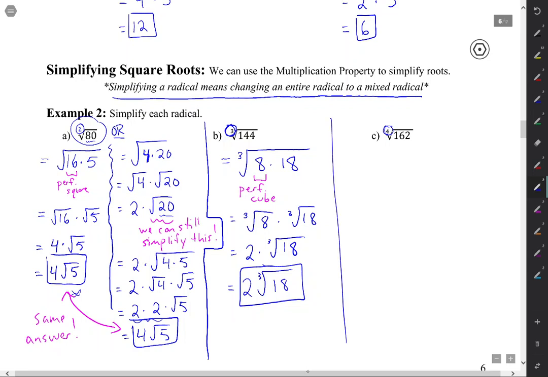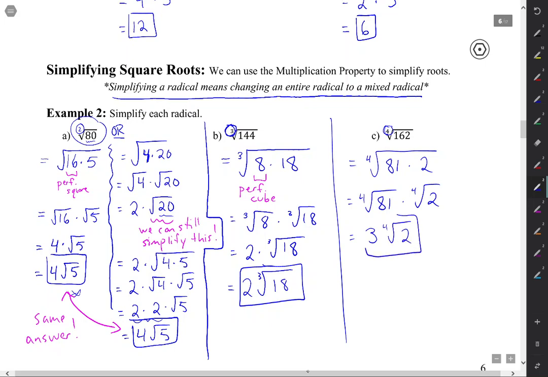Finally, for C, we're dealing with a fourth root. So we need to think of a number that we could take the fourth root of that divides into 162. So let's rewrite 162 to be 81 times 2, because I know that I can take the fourth root of 81, and 81 times 2 is equal to 162. So now we're going to split this up into the fourth root of 81 times the fourth root of 2. And the fourth root of 81 is equal to 3. So we have 3 times the fourth root of 2, and that's our final answer.